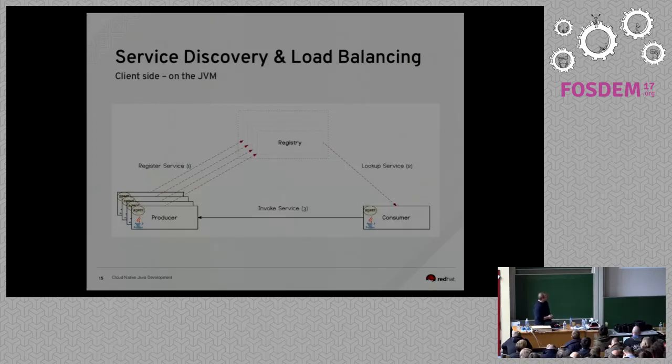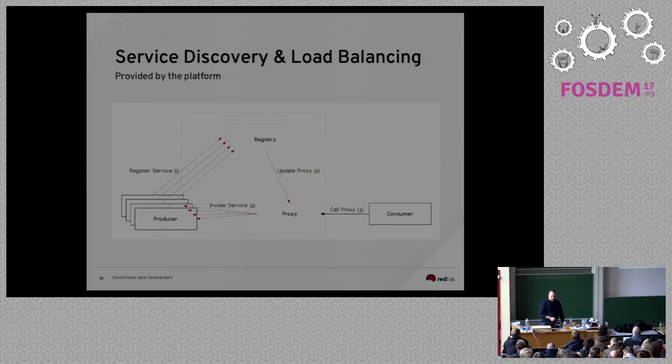And here is another example about service discovery and load balancing. In the Java world, what we used to do is when we write a producer service and we scale that, typically we have in the JVM some kind of agent, like a ZooKeeper agent or Eureka agent, that registers the server into some kind of registry. And the service consumer also has a similar agent and looks up in the registry, and this is how you find the service. In the Kubernetes world, all that is handled by the platform.